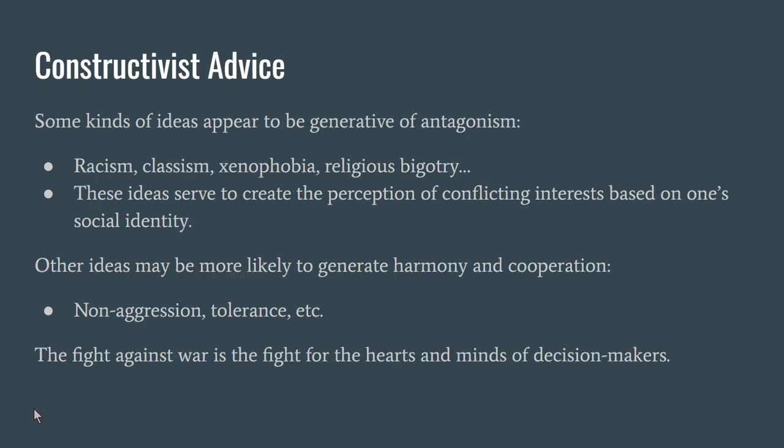Okay, so what's the constructivist advice about how to avoid war? Like much constructivist advice, it's hard to really act upon, but some kinds of ideas for constructivists appear to be generative of antagonism. They tend to generate more hatred and bad feelings and sentiments of opposition. So racism, classism, xenophobia, religious bigotry, these are all ways of treating the other badly, treating the other as a threat, understanding their interest as being fundamentally and diametrically opposed to our own, whether it's billionaires you hate, or members of a particular race, or members of a particular religion.